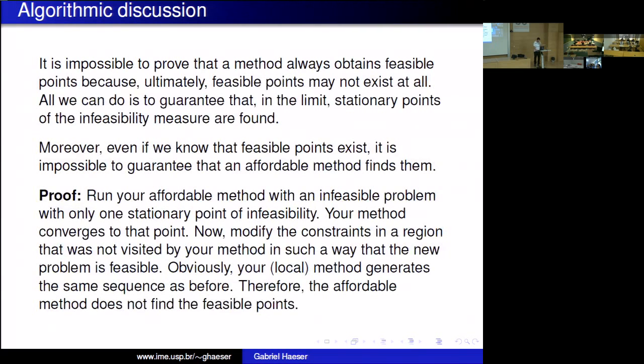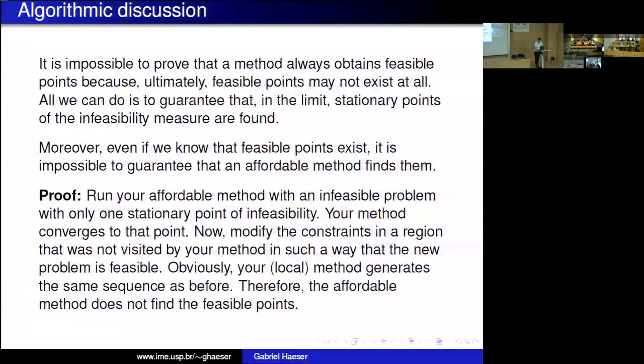So another important thing is that we are not able to prove that a method always obtains feasible points. Okay, so we saw in the previous lecture this external penalty method. In fact, we proved that it converges to a stationary point or to a minimizer of the infeasibility measure.